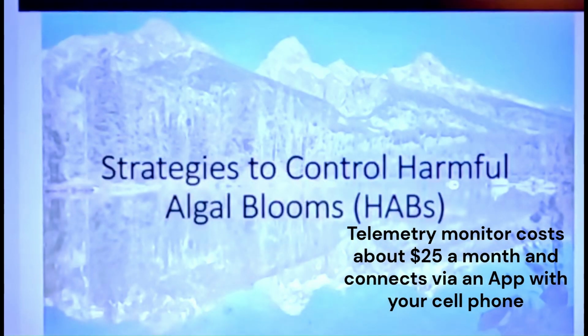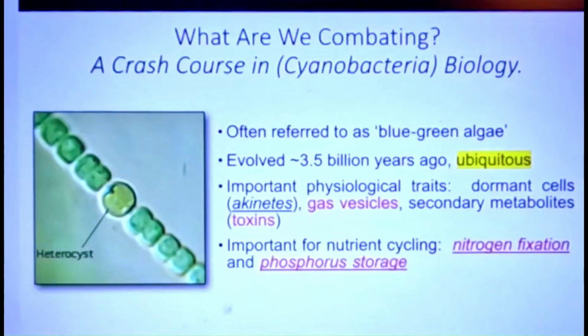So, let's look at some strategies to control harmful algal blooms, or HABs. First, what are we combating? This is going to be a quick crash course in cyanobacteria. The main thing I want you to take away from this slide is that they're ubiquitous. Cyanobacteria and harmful algal blooms are not unique to Washington or New Jersey or Wisconsin. They're everywhere in the world.